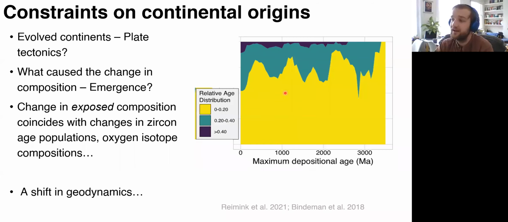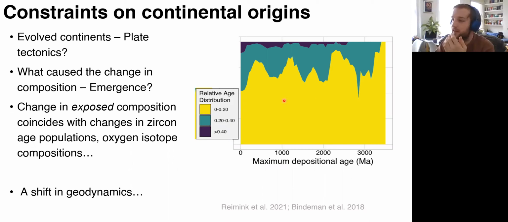Another data set again, this is the relative age distribution of zircons. It's a little complicated, but this is from Jesse Reimink's new paper. Basically, the dark blue represents recycled zircons. The darker the color, the more recycled the proportion of zircons in a given zircon age population. And again, around 2.5 billion years ago, we see the emergence of recycling in the sedimentary record.